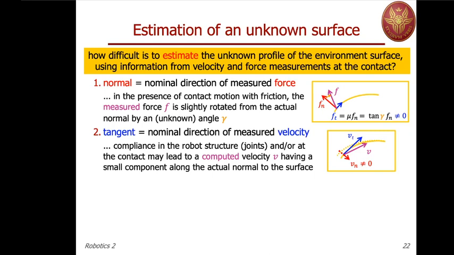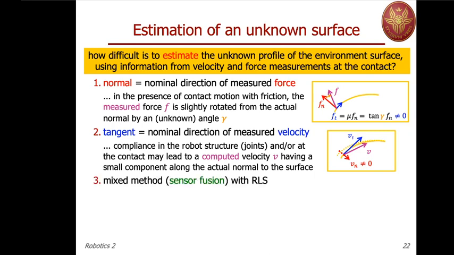Okay, so we have a small component along the actual normal to the surface, which is wrong. So we imagine that the tangent is along the violet v, but in fact it's along the blue one, which is the correct tangent. But we cannot use velocity information. So both types of measurement are affected by some physical phenomena that produce inconsistent data.